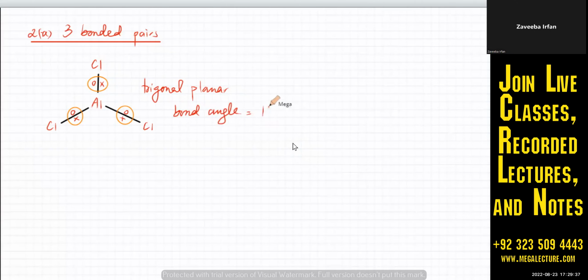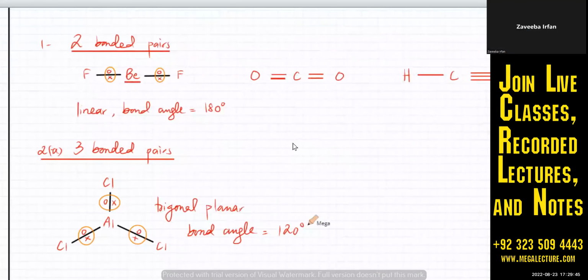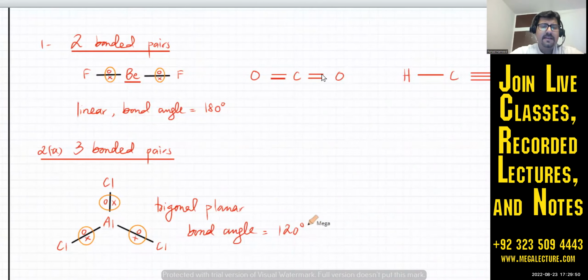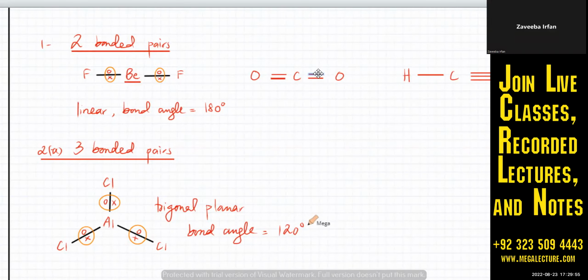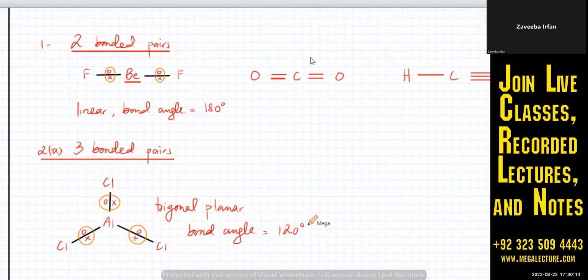How will you write the bonded pairs for double bonds? There are four electrons over here, and four electrons over here as well. What I was just saying is, think of double bonds as one thing. Don't think of it as two bonded pairs. Think of it as one pair, or don't even think of it as a pair. Repulsion or attraction between the two bonds.